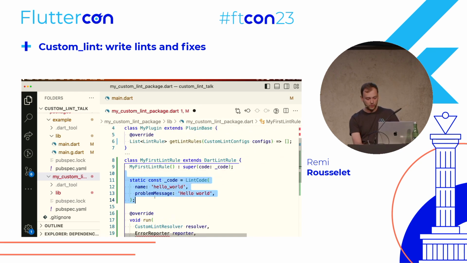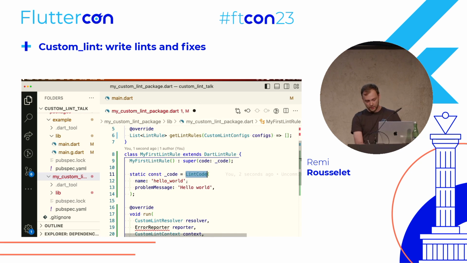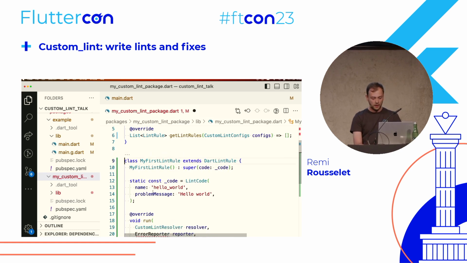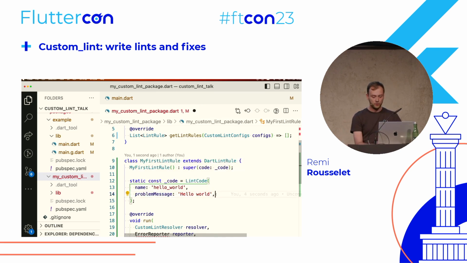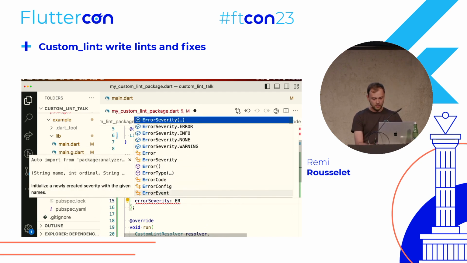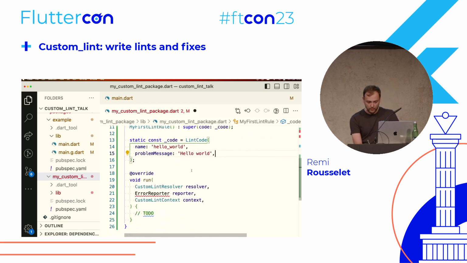In here we see a few things. We see a lint code. The lint code contains a few things. It contains a name. The name is what you will typically use when you use ignore, so hello world. And the problem message is a human readable explanation of what the issue is. You also have a few extra parameters, like maybe the error severity, to change the type of errors. So maybe you want to make a warning, an error, or an info, something like those. I'm not going to show every parameter.